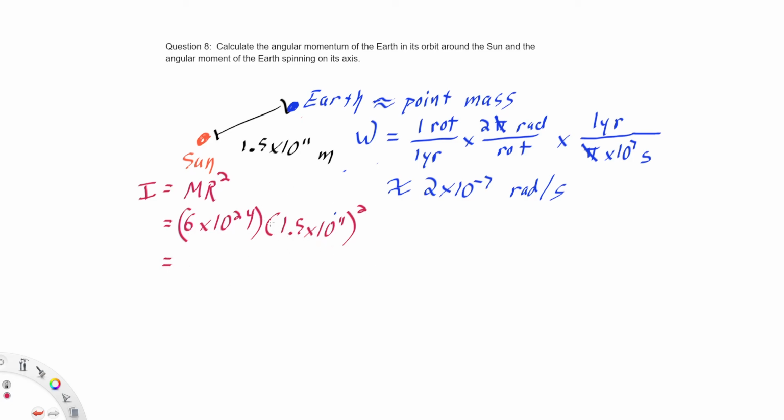Right, so 1.5 squared is 2.25. 2.25 times 6 is approximately 14. So the moment of inertia is approximately 14 times 10 to the 46. And of course, the angular momentum is equal to moment of inertia times angular speed. So that's going to be 28 times 10 to the 39.